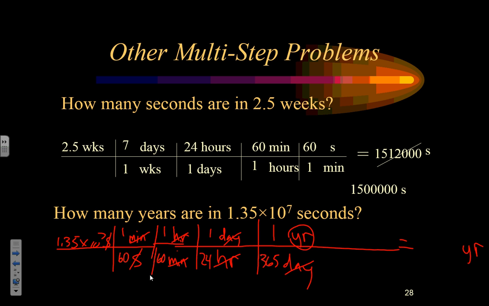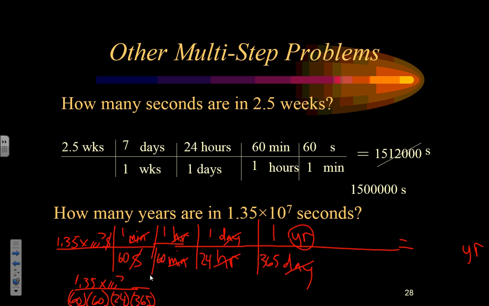And every single conversion factor, because I caught myself when I started to make a mistake there, is equivalent to 1. They're all equal to each other. So that means this must be a valid solution. So now you get out your calculator. And remember what this means mathematically. You've got 1.35 times 10 to the 7th on top. And on the bottom, you're going to have 60 and 60 and 24 and 365.